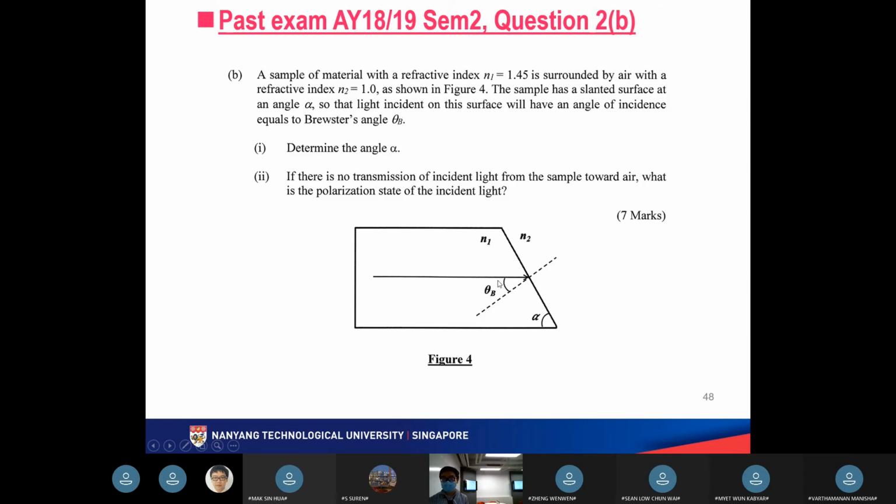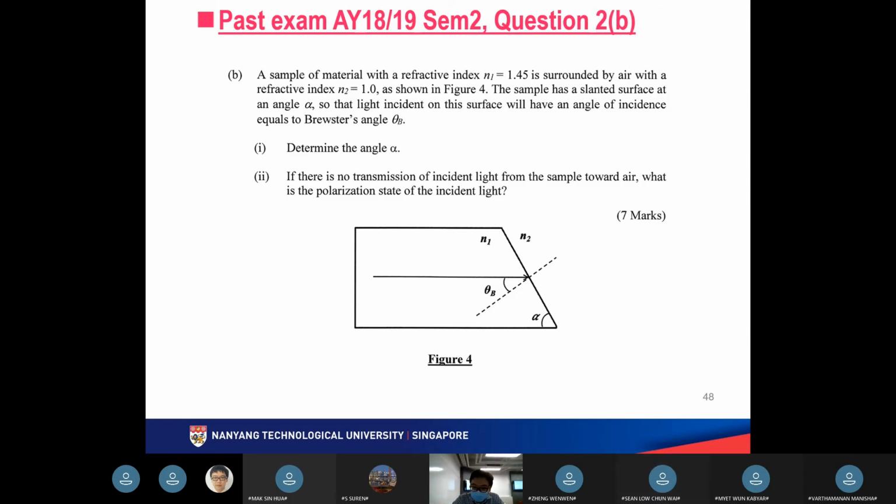So Brewster angle, which means my theta b here, tangent theta b should equal how much? n1 divided by n2 or n2 divided by n1? Brewster angle is the keyword, so of course apply Brewster's law. Then tangent theta b should equal n2 divided by n1 or n1 divided by n2? Any idea?